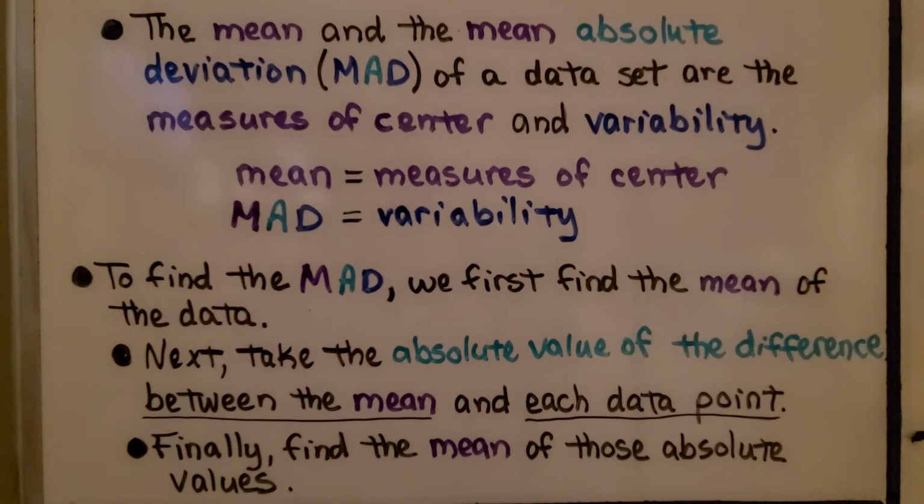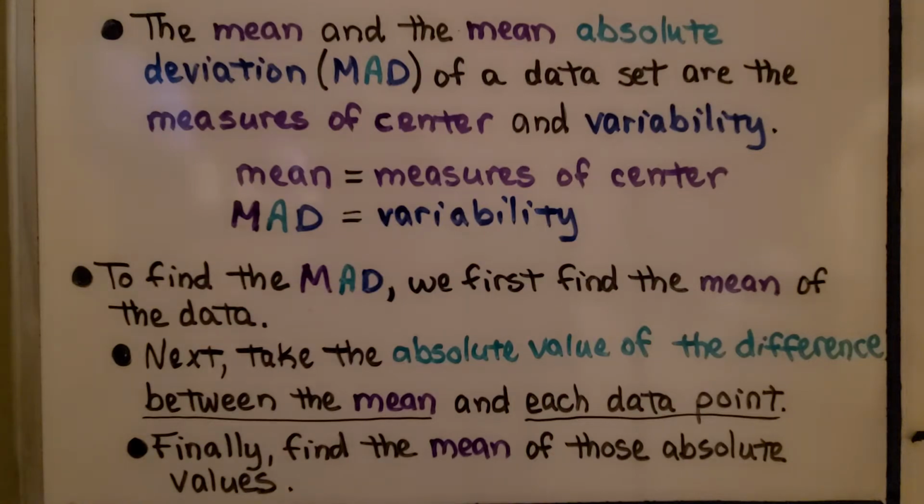The mean and the mean absolute deviation, MAD, of a data set are the measures of center and variability. The mean is the measure of center and the MAD is the variability. To find the MAD, we first find the mean of the data, the average of the data. Next, we take the absolute value of the difference between the mean and each data point. And finally, we find the mean of those absolute values. If you're very confused with the terminology here, stick with me, and hopefully by the end of the video, you'll completely understand.